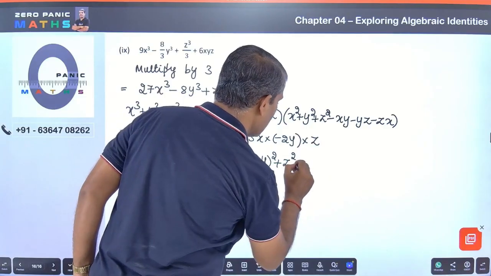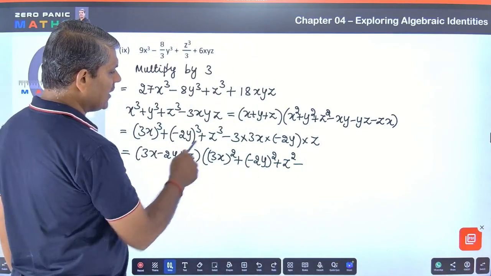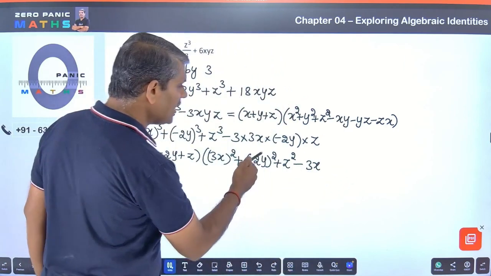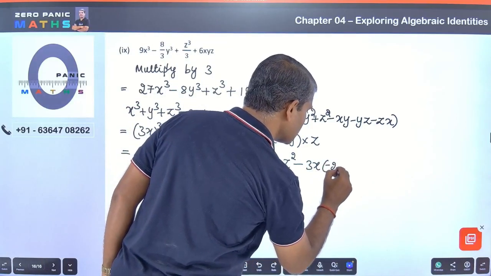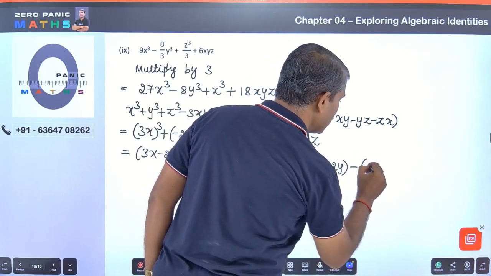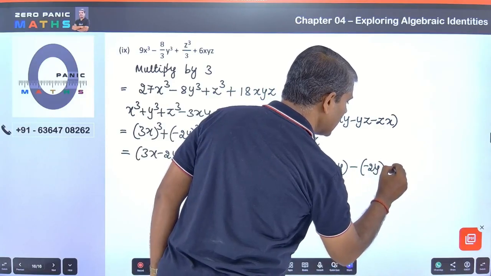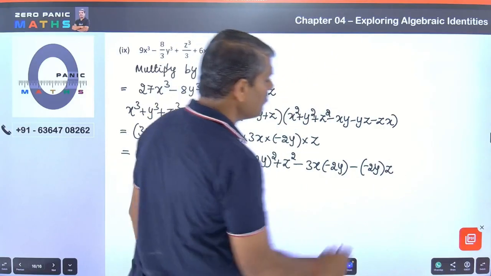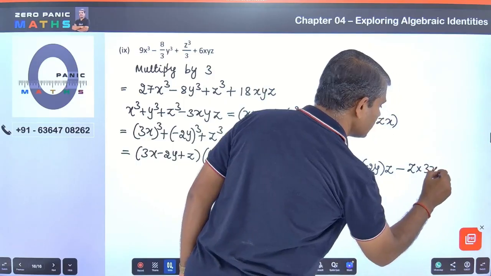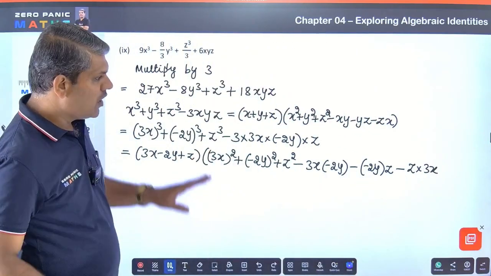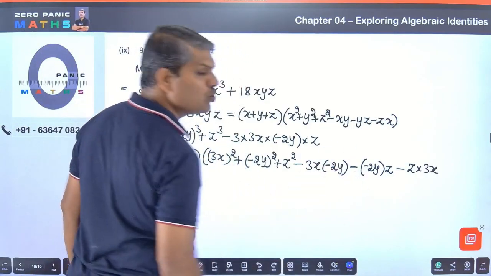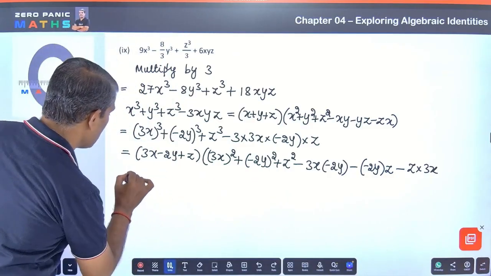Okay, now coming to minus xy. What is x? X is 3x. And what is y? Y is minus 2y. So I will write this as minus 2y. Next comes minus yz. What is y? It is minus 2y. And what is z? Z is z. Okay, minus zx. Z is z only, and x is 3x. Hope you got this. While doing this expansion, you should be very careful about the signs and the values of x, y, z. Now there is no change.